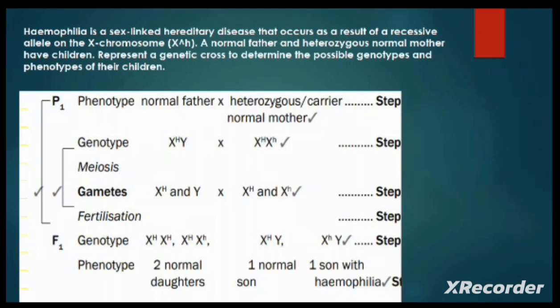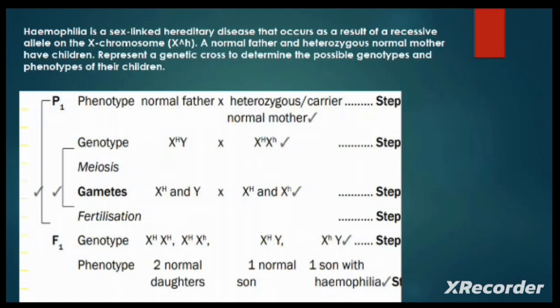So the man would have X with a big H and Y, multiplied by the female, who is a carrier, is heterozygous. And then you write X capital letter H and X small letter h. And then gametes, you write the genotypes as they are, and then you just put "and" in the middle of the alleles. And for fertilization, you write nothing, as well as meiosis.